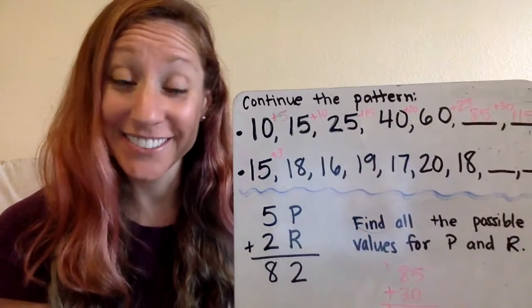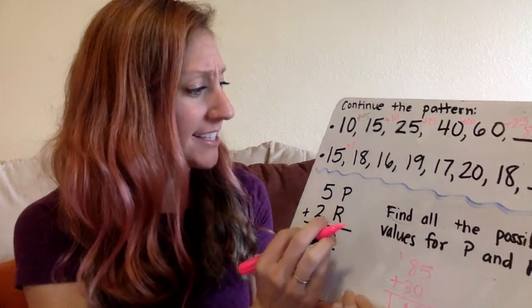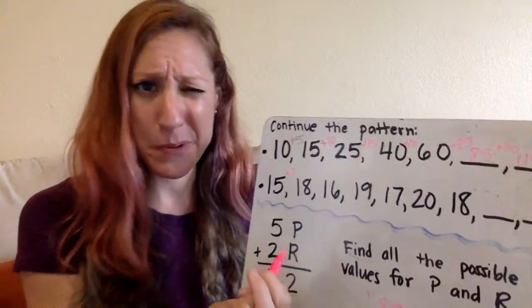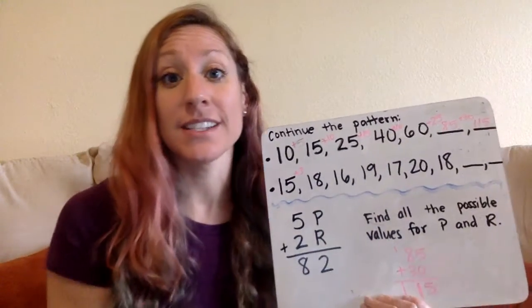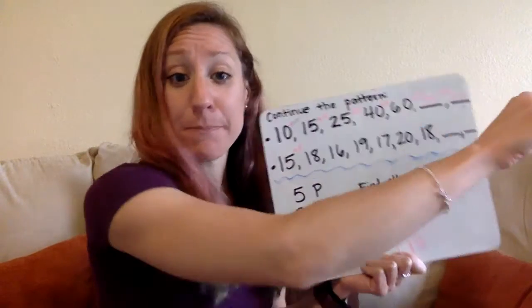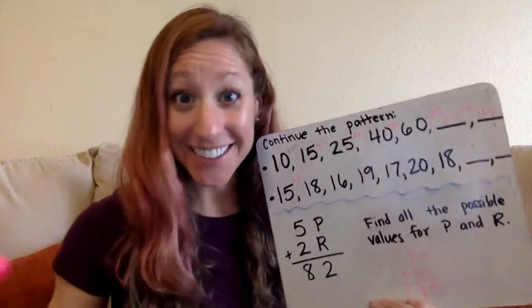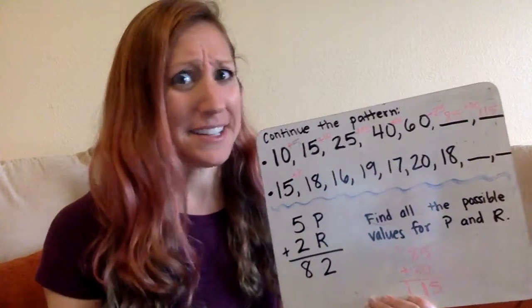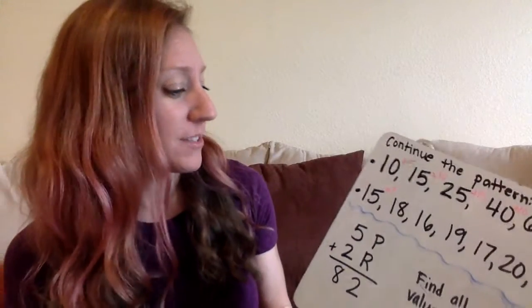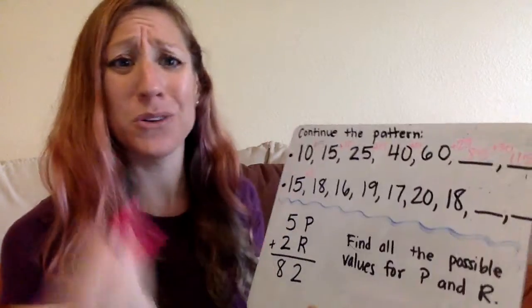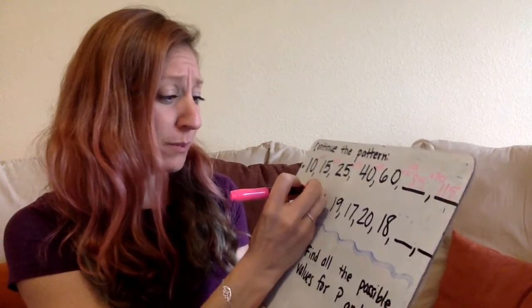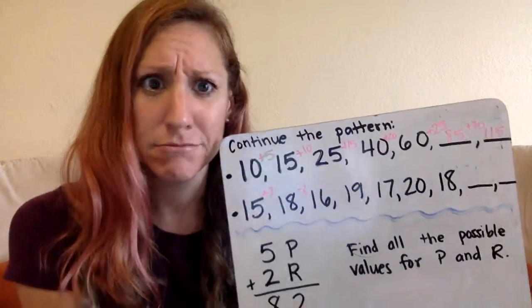We're adding 3. 18 to 16, wait a minute, we went up, but now we're going down. Usually the patterns we see either go up, up, up, up, or go down, down, down, down. This one's going back and forth. That's not a typical pattern for us yet. So let's check that out. So 15 to 18, 18 to 16. So we go down 2, back 2, however you want to say it.